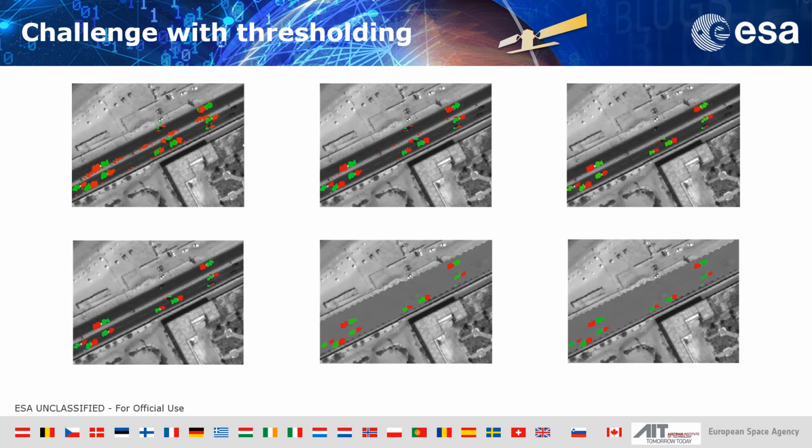The challenge with thresholding is that you have to play around with it. In this particular case, you see in the upper left corner low thresholding producing a lot of spurious detections, and then after some change of the limits, you see a result on the right bottom side, which is quite clean.